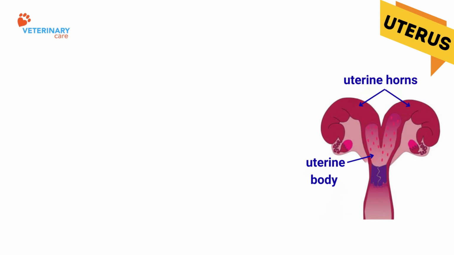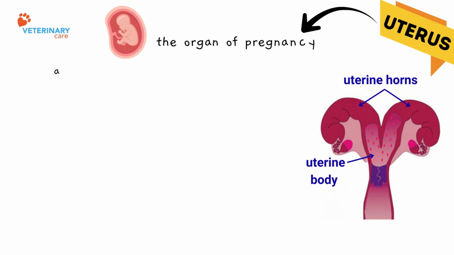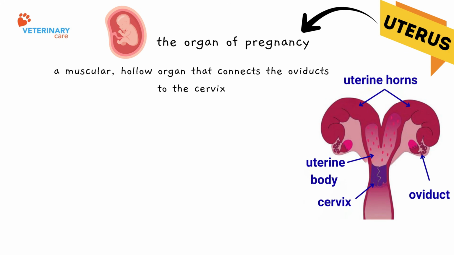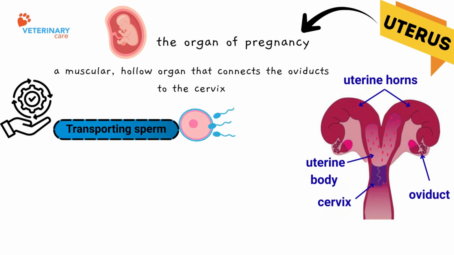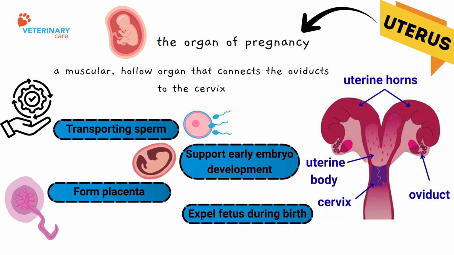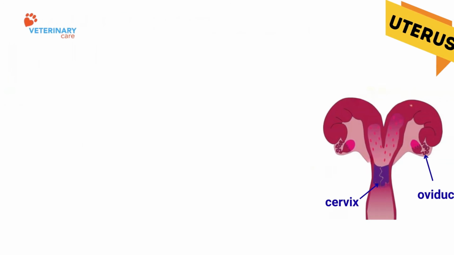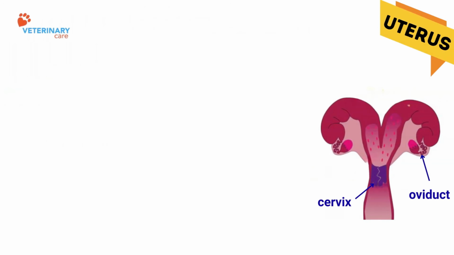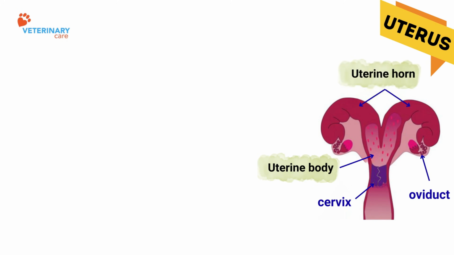Next, let's discuss the uterus. Often referred to as the organ of pregnancy, it is a muscular, hollow organ that connects the oviducts to the cervix. It is responsible for transporting sperm, supporting early embryo development, contributing to the formation of the placenta, and expelling the fetus during birth. Let's first understand the two main parts of the uterus, the uterine body and the uterine horns.